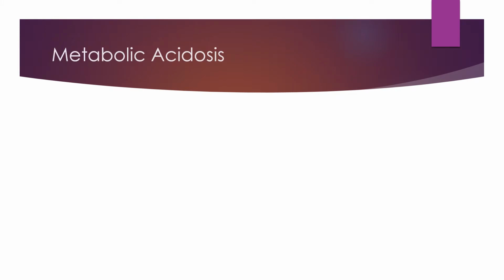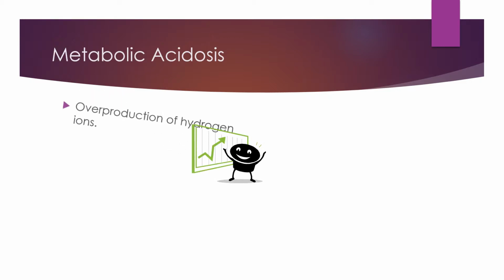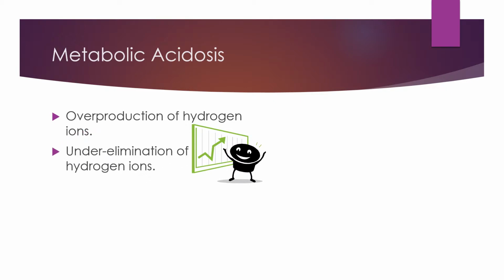Okay, so let's discuss metabolic acidosis. The four processes that can result in metabolic acidosis are overproduction of hydrogen ions. Some examples would be hypermetabolism, ingestion of acids, and/or excessive oxidation of fatty acids. Another process would be under-elimination of hydrogen ions. An example would be during kidney failure.